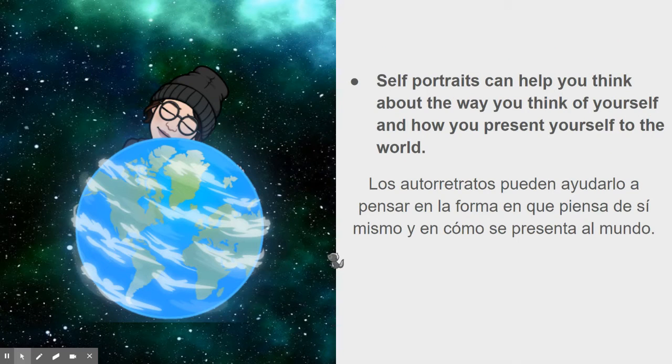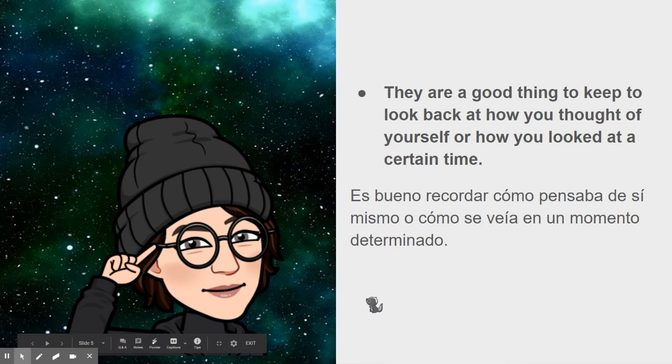Self-portraits can also help you think about the way you think about yourself and how you present yourself to the world. How do you want people to take you in? They're also a good thing to keep to look back at how you thought of yourself and how you looked at a certain time. When you are an old person like me, you'll be able to look at your art and see what you were seeing during that time in your life, like a memory.